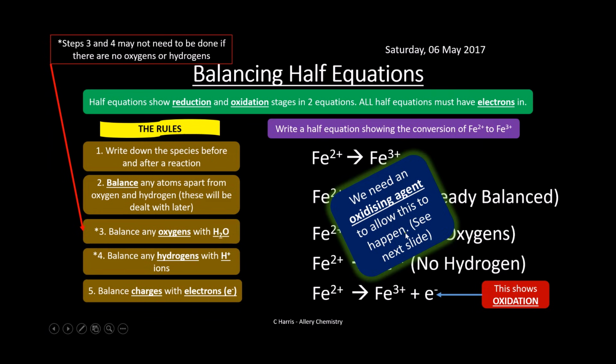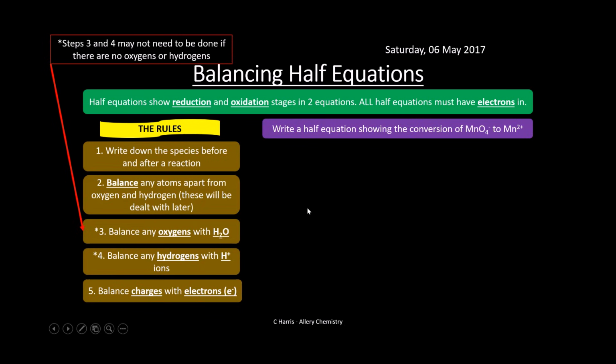So we need an oxidizing agent to allow this reaction to happen. So this is only one half of the story. Again, as our oxidizing agent, we're going to use MnO4- going to Mn2+. Okay, so again, let's write down the reaction species before and after. MnO4- to Mn2+.